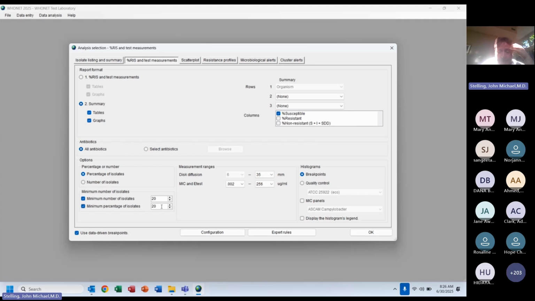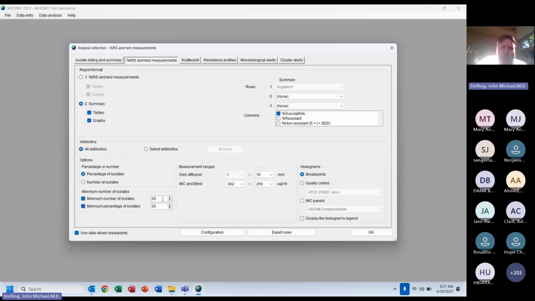This used to be fixed inside the software. I'm happy with the 20, this 20, the second 20. We might change it to 50. I haven't decided, but now that you can configure it, you can decide what you want. So here we want at least 20 isolates.